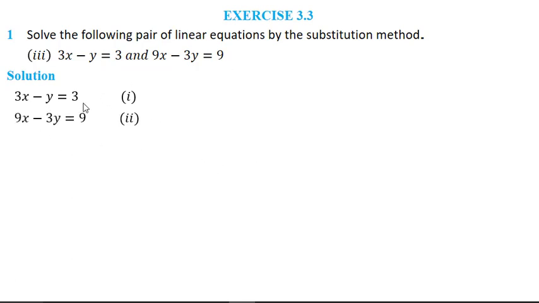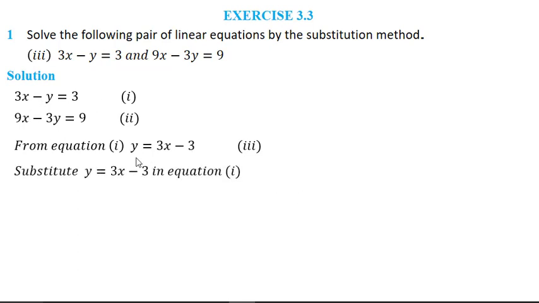3x minus y is 3 and 9x minus 3y equal to 9. From equation number 1, I will get the value of y as 3x minus 3. Now I put the value of y as 3x minus 3 in this second equation. So I get 9x minus 3 into y. In place of y I will write 3x minus 3 equal to 9.